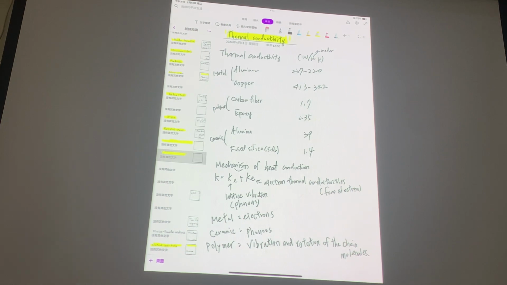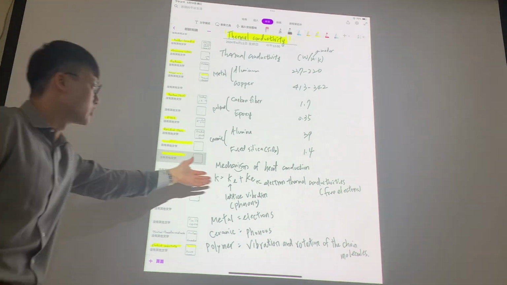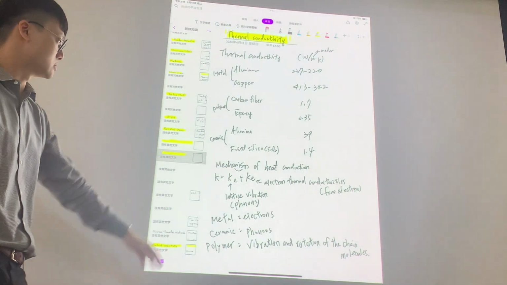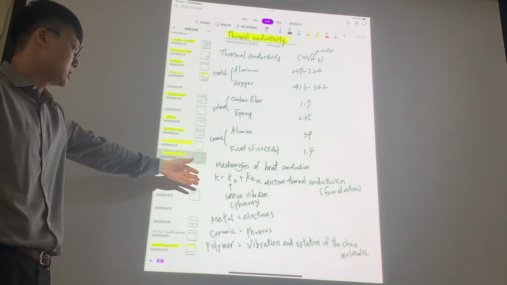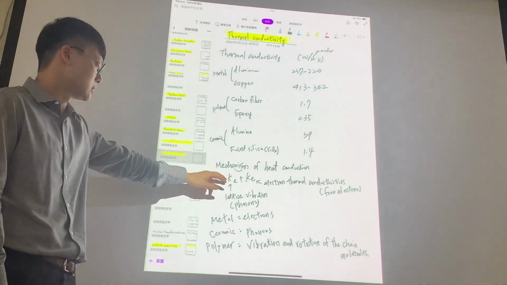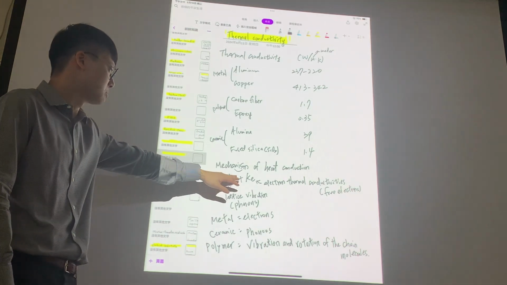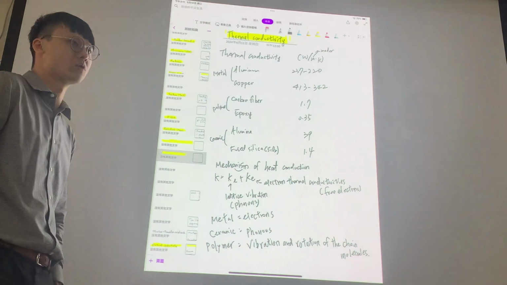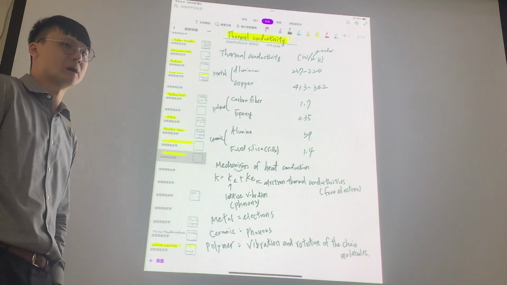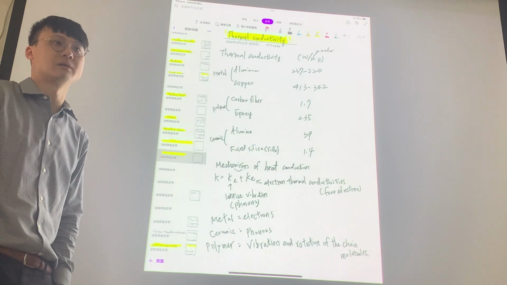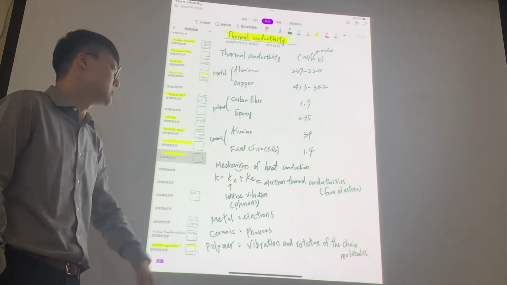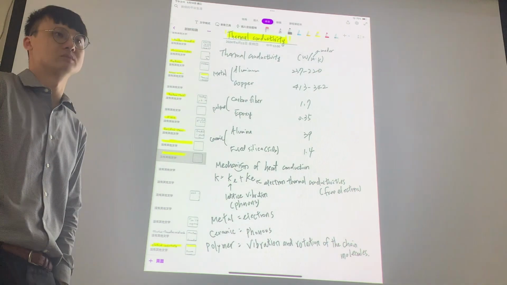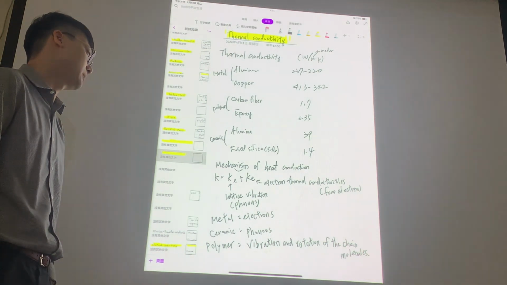How do we, as material scientists, manipulate materials to maximize thermal conductivity performance? The mechanism for heat conduction is K, the thermal conductivity, equals K sub L plus K sub E. K sub L is the lattice phonon, meaning the phonons in your material that are constantly vibrating. Plus K sub E, meaning the electrons in the material that also vibrate.